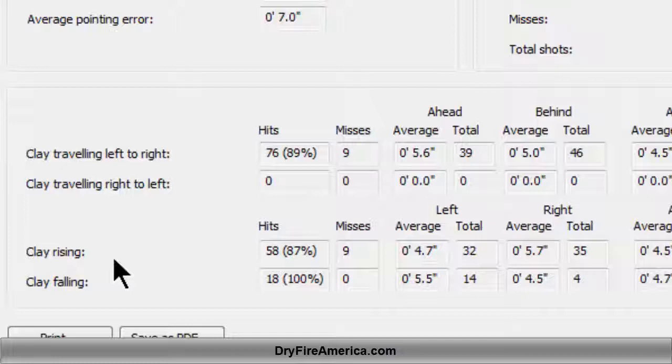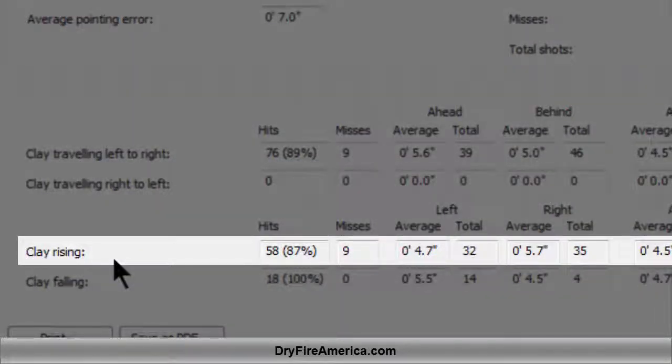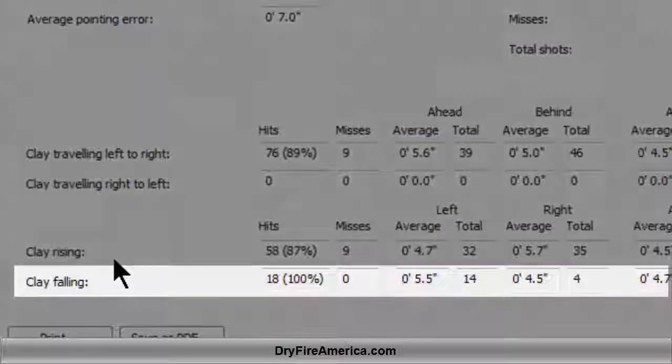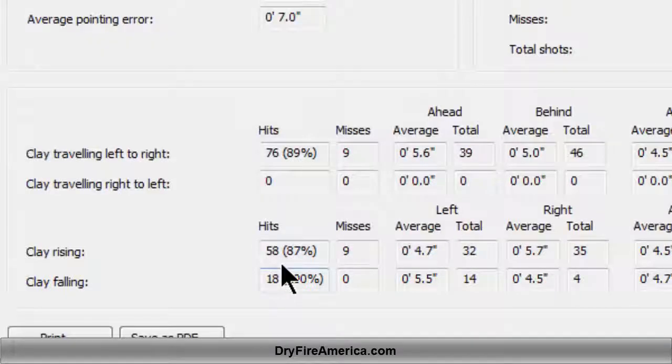So you would expect that if I shot the target before it got to the apex of its trajectory, roughly straight in front of me, it would be considered a rising target. If I shot the target after it had passed in front of me and was on the way to the ground, that would be the definition of a falling target. So here's what we see. 58 times I hit the target when it was rising, and 9 times I missed it when it was rising. 18 times I hit the target when it was falling, and I didn't miss any falling targets.